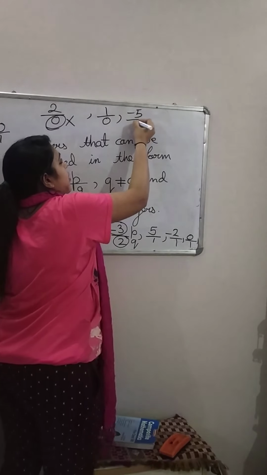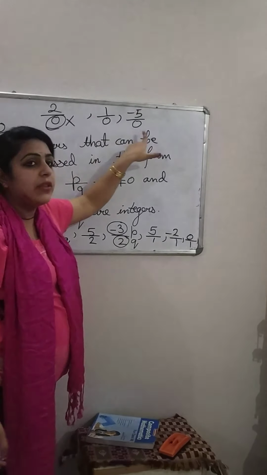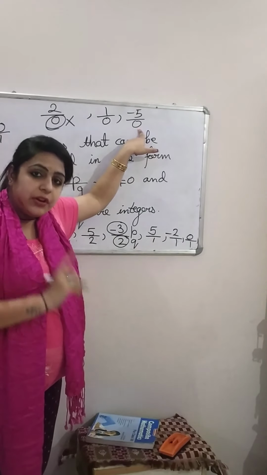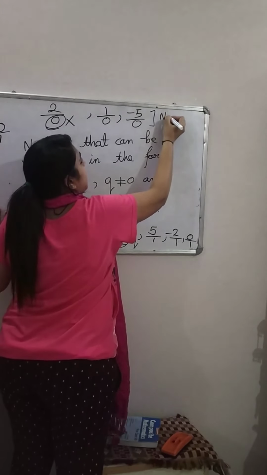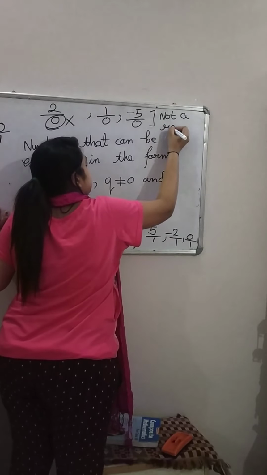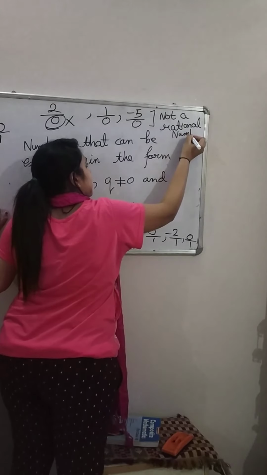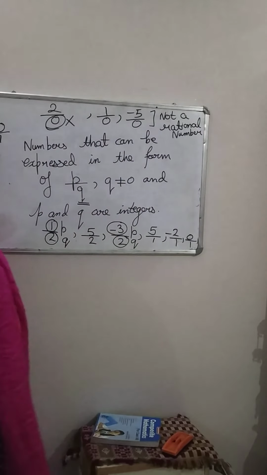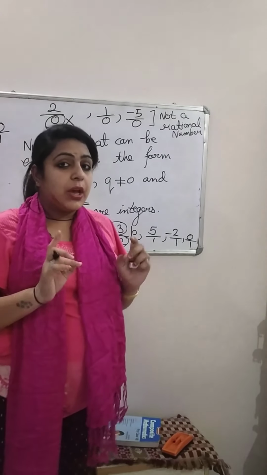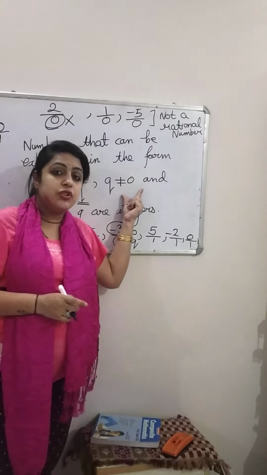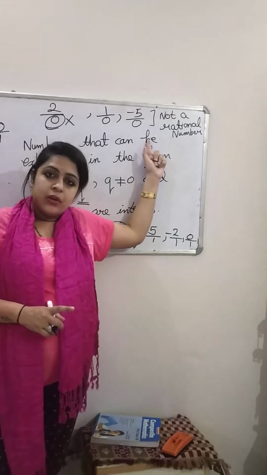Talking about minus 5 upon 0, this is also not a rational number. Why? Because we have 0 in the denominator. If 0 is in the denominator, then it is not a rational number. So all of these three are not rational numbers. Note down this also in your notebook. If the denominator is 0, then this is not a rational number, because it is a condition of the definition that Q should not be equal to 0. That means the denominator cannot be 0. Okay?